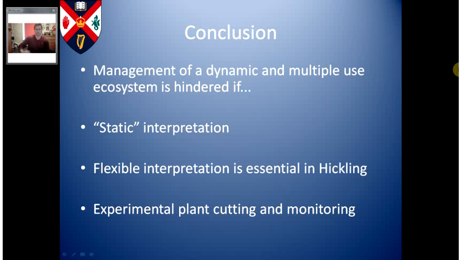So the conclusion then: management of a dynamic and multiple use ecosystem is hindered if interpretation is static or rigid. This is a framework policy implemented for the entire EU. However, each place has a different requirement, different stakeholder groups, and different user areas. So it has to be looked at sensibly. Whatever authority is being used under the Habitats Directive has to look at and interpret a negative impact of the no net loss policy.